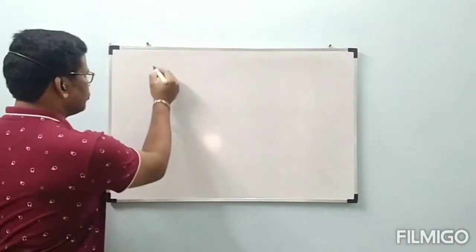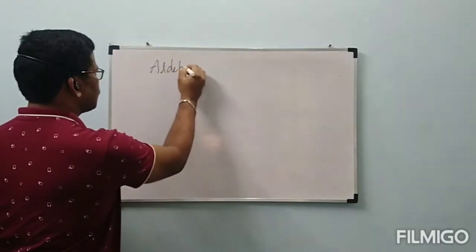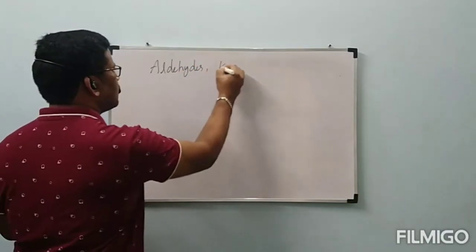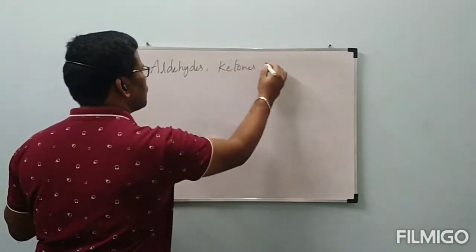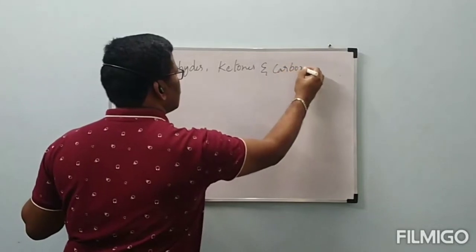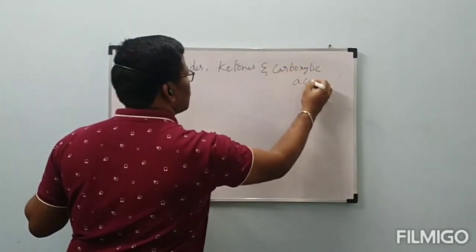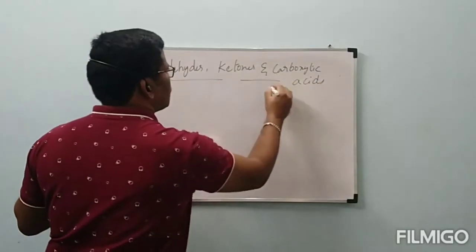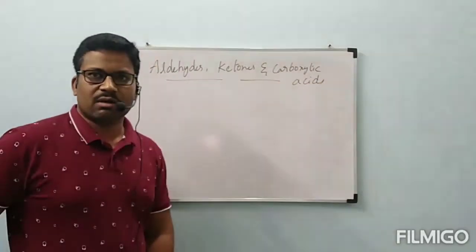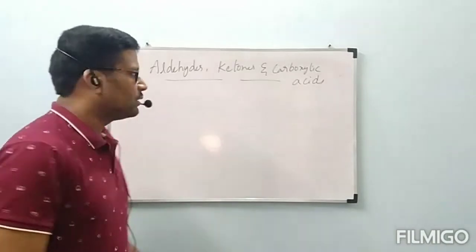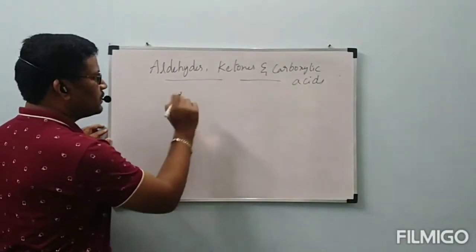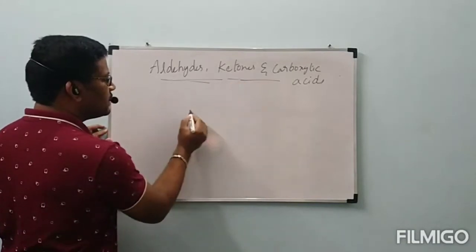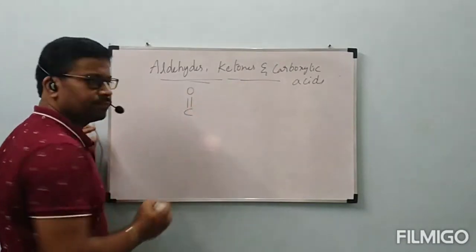Good morning, students. In today's class, we will start with the next chapter, that is aldehydes, ketones and carboxylic acids. First, we know what is the general formula of aldehyde, ketone and carboxylic acid. Aldehyde and ketone commonly contain the group C double bond O.